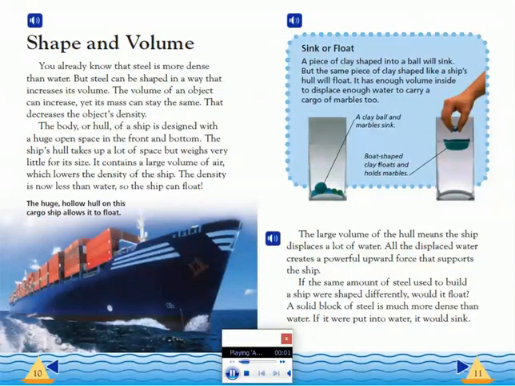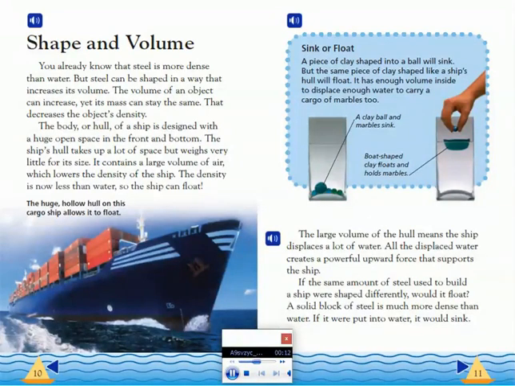Sink or float. A piece of clay shaped into a ball will sink, but the same piece of clay, shaped like a ship's hull, will float. It has enough volume inside to displace enough water to carry a cargo of marbles, too. The large volume of the hull means the ship displaces a lot of water. All the displaced water creates a powerful upward force that supports the ship.